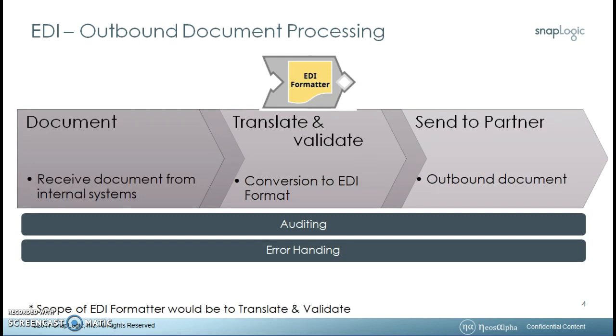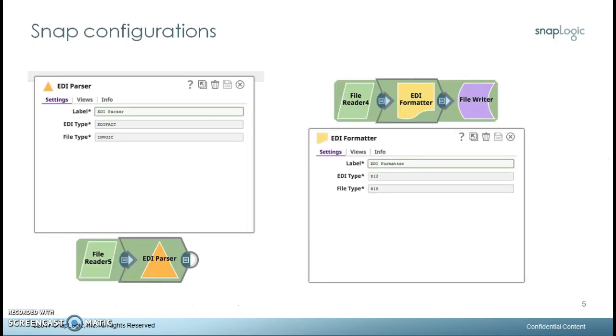Similarly, the EDI formatter would convert an internal JSON format document to an EDI X12 or EDIFACT document for sending it to the partners. A typical configuration for the EDI parser or formatter would look like this, where one needs to select the EDI type and document type to be parsed or formatted.